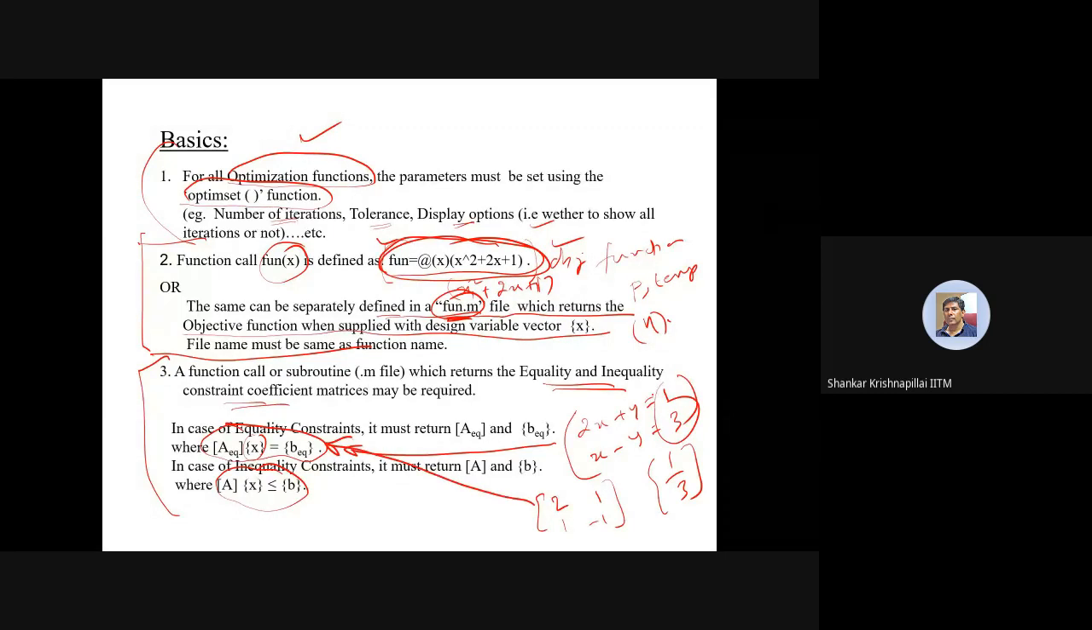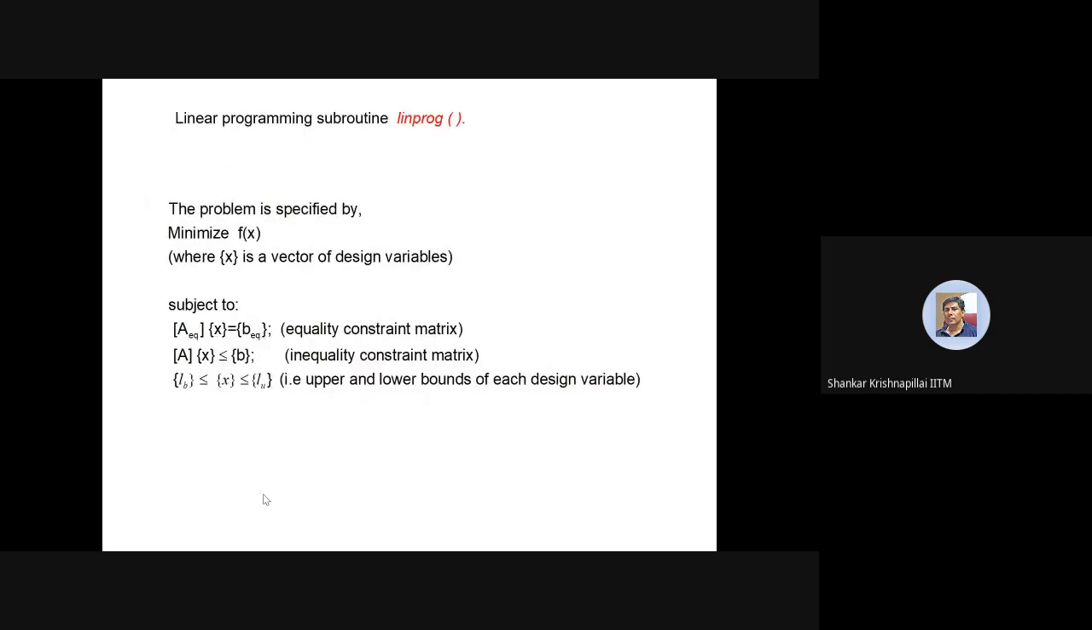And suppose it is an inequality constraint, the same can be written as the inequality constraint coefficient matrices. So this is the third important thing. All this information has to be given to the algorithm. Now, for this class, we'll look at linprog, that is, the linear programming problem.